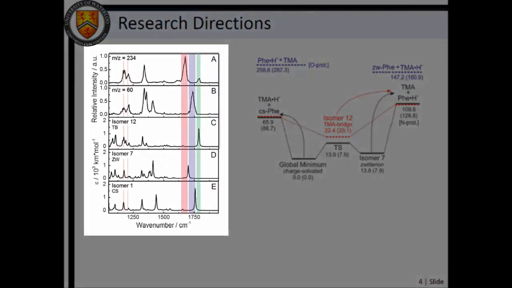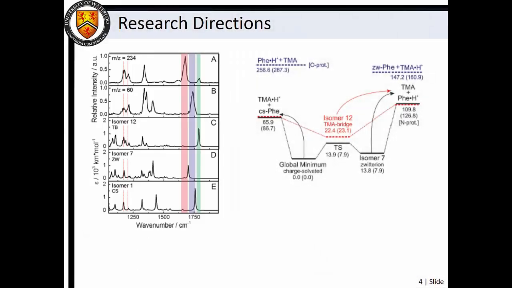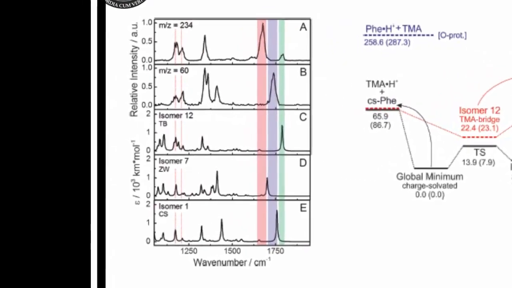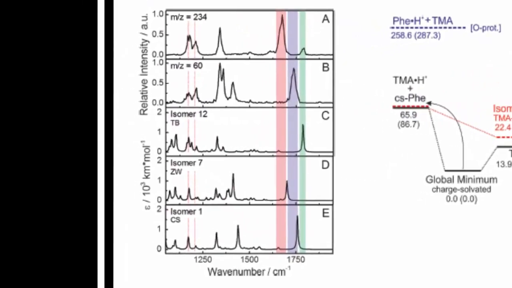When we conduct infrared multiple photon dissociation studies of the cluster, we observe very interesting behavior. We see that the cluster dissociates to form either protonated TMA or the protonated amino acid. What's more, the IR spectra observed in these two product channels are different. If we focus on the carbonyl stretching region at 1750 reciprocal centimeters, we see three peaks.